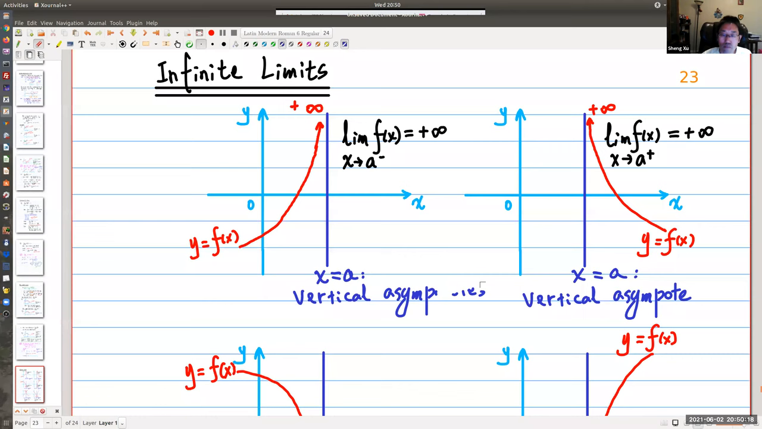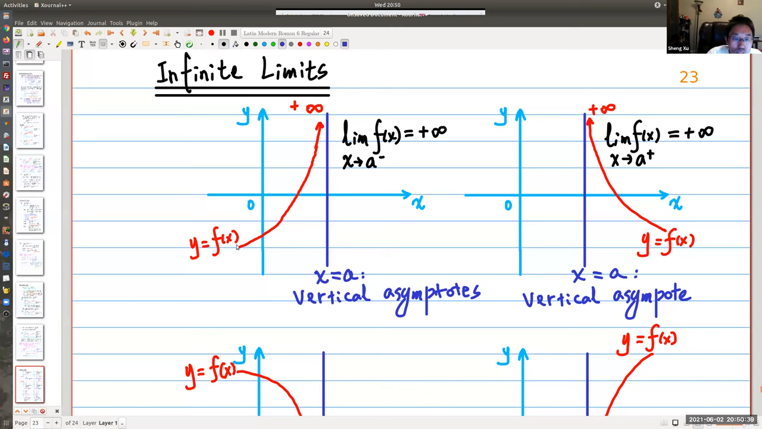It should be like this: asymptotes. Okay, so what is that? Say this function here, f of x. This vertical line is x equals a, right? It's not a function, okay? This is not a graph of a function, right? This is just a vertical line.